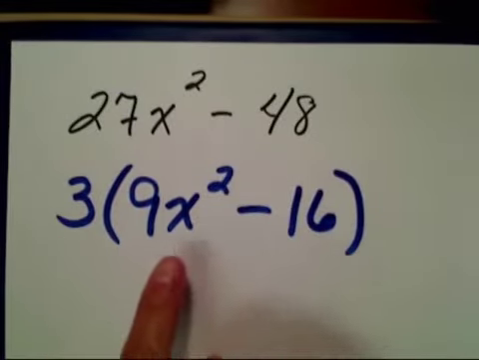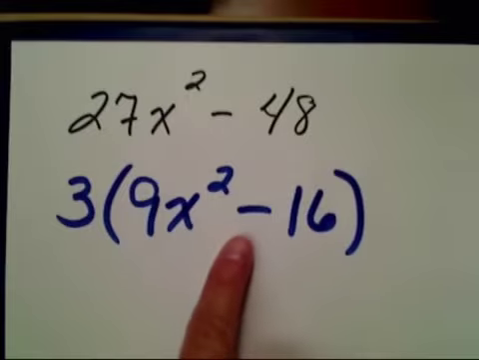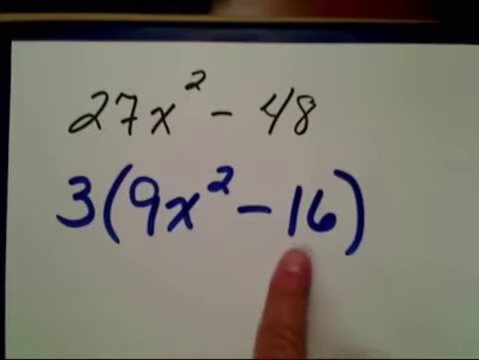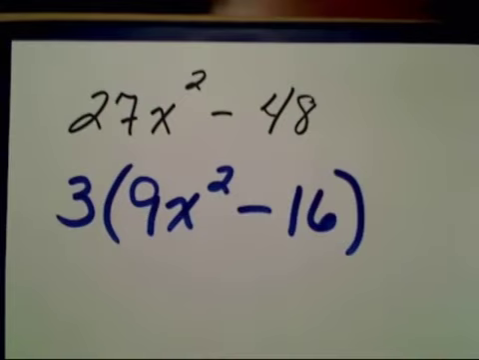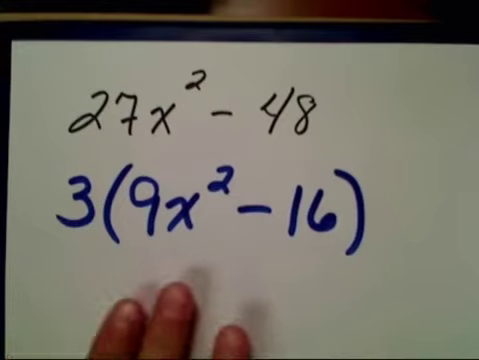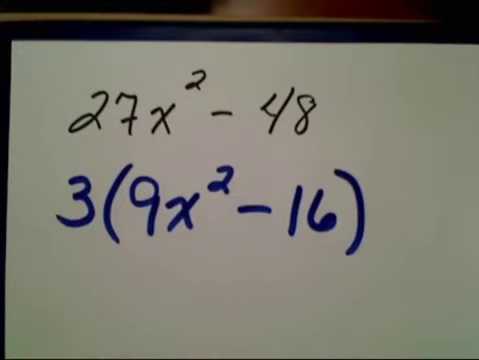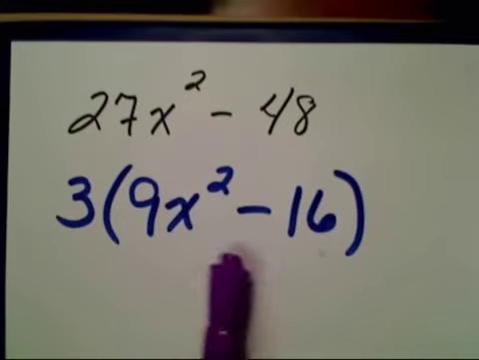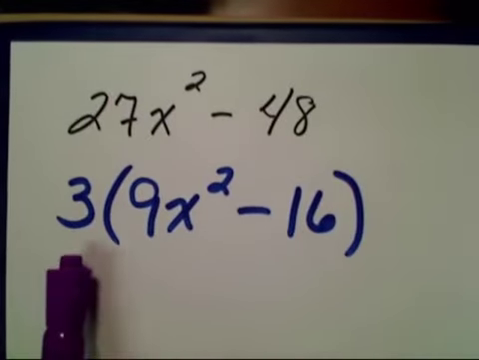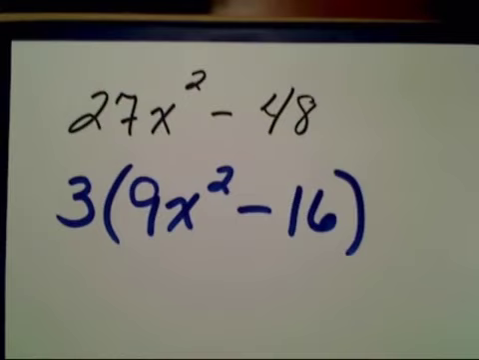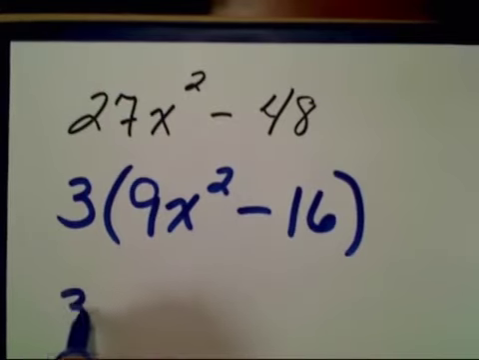Now the binomial inside is the difference of 2 perfect squares, so I can go further. This is not factored completely. This was just having the first step taken out. It's a product of 3 times this entity, but it's not factored completely because I can go further with this. So what happens with the 3? Nothing, but don't lose it. It comes along for the ride.